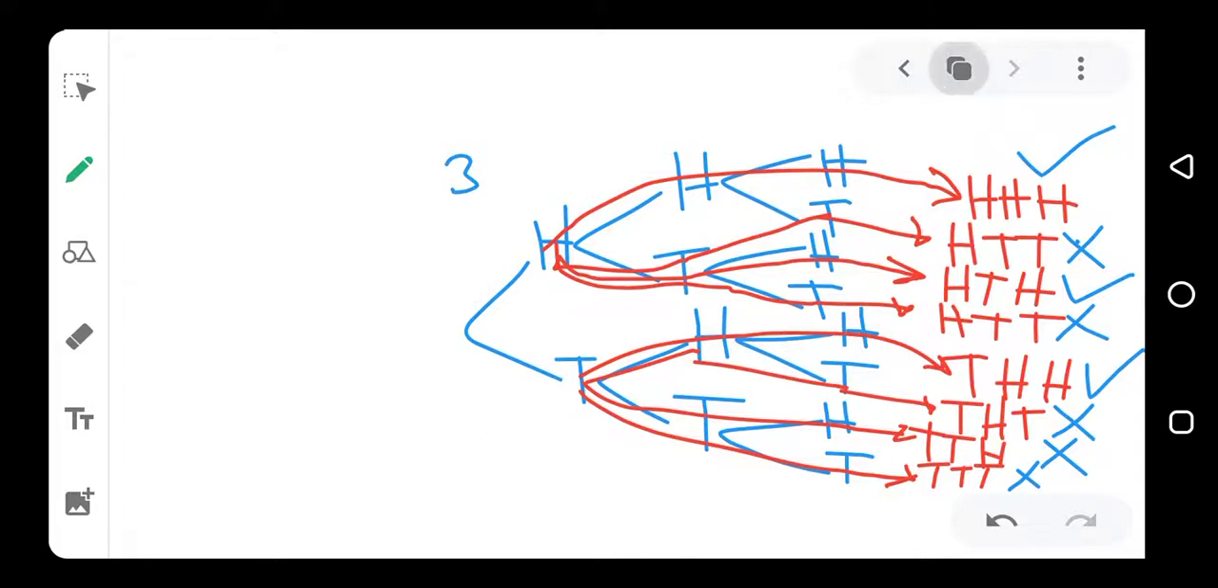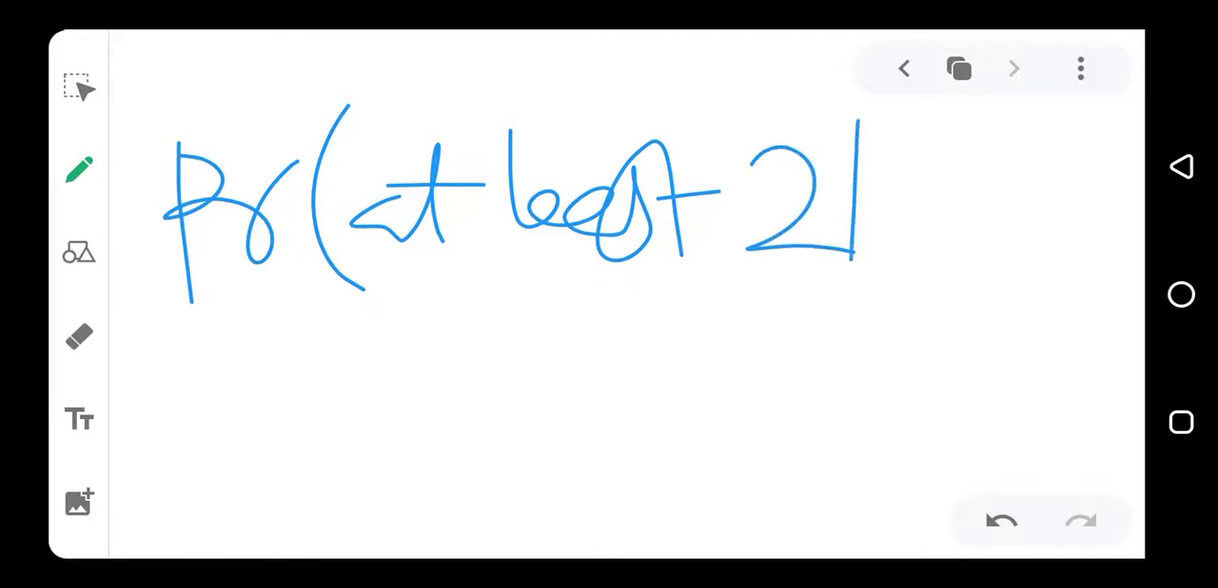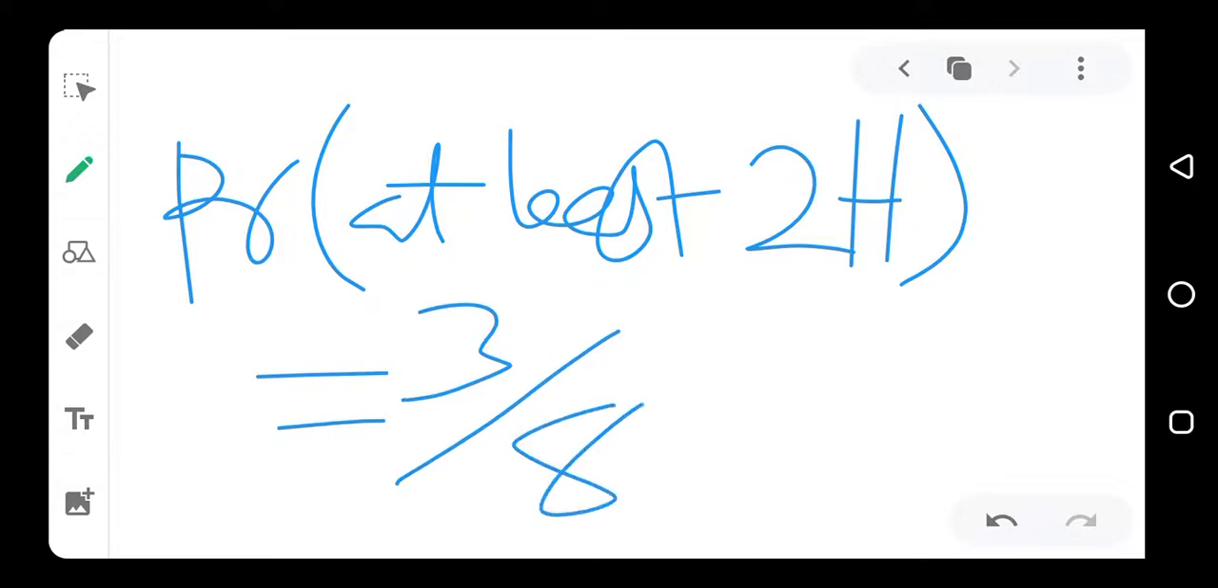Therefore, the probability of getting at least 2 heads, 2H, is equal to 3/8. This is the answer. So this is how to solve this question.